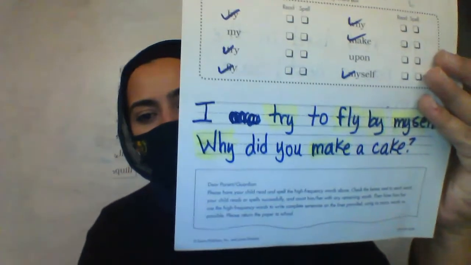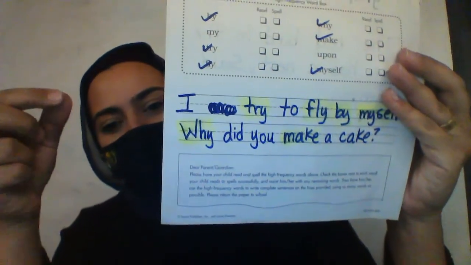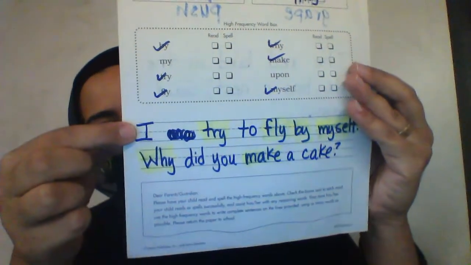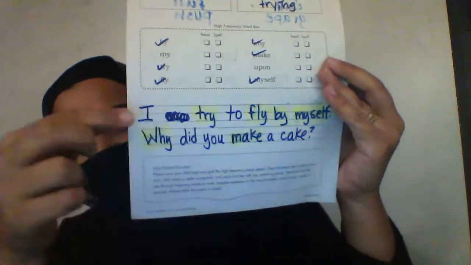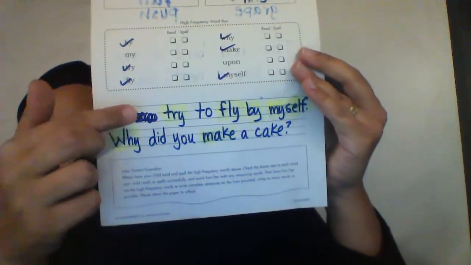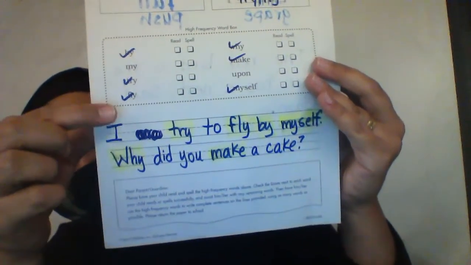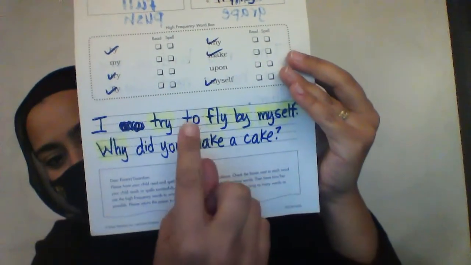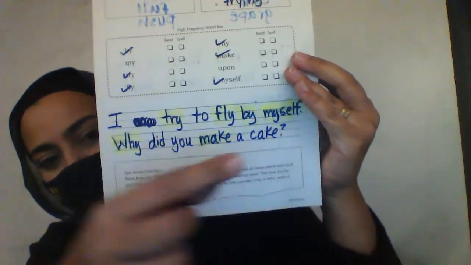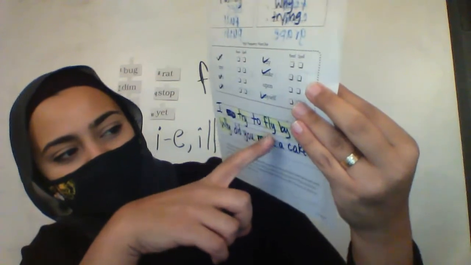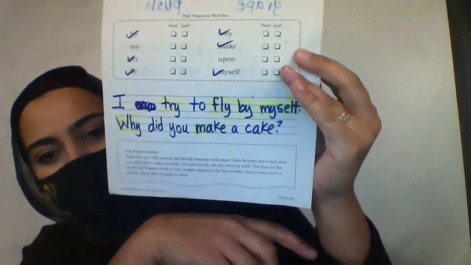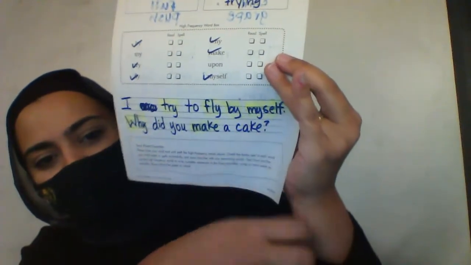So I'm going to share my sentences with you. You cannot choose the same as mine, but I want to show you an example. So I made 2 sentences. My first sentence, remember, a sentence always begins with a capital letter and ends with a punctuation mark. My first sentence is, what is the squiggly lines? I messed up. Okay, it says, I try to fly by myself. Look, I used 1, 2, 3, 4 words in one sentence. And then I ended it with a period.